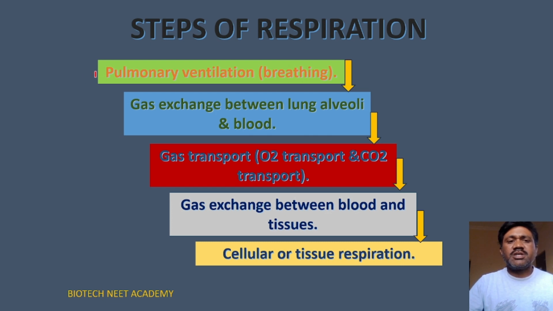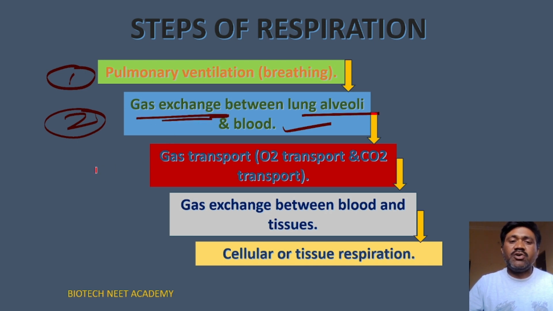What are the steps in respiration? The first step is pulmonary ventilation, meaning breathing, when we inhale the air and exhale the air. And the second step: when we inhale the air, what happens? It enters into the lung alveoli, meaning the lungs, where exchange takes place, right? From the lungs, oxygen enters into the blood, and from the blood, carbon dioxide enters into the lungs, meaning gas exchange between the alveoli and blood takes place.